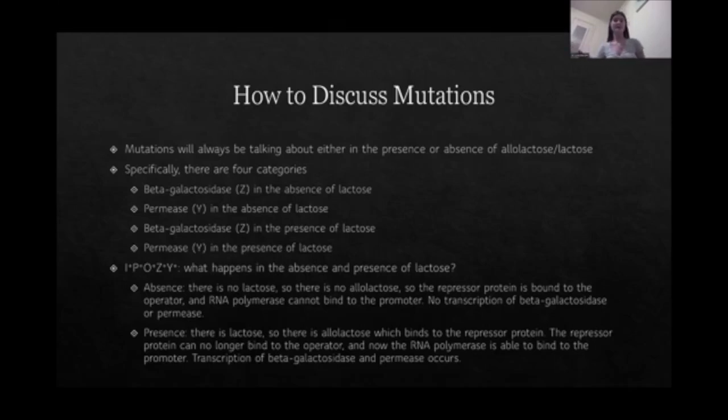In the presence of lactose, we would have lactose and we would have allolactose. Allolactose would go bind to the repressor protein, making it inactive. The repressor protein is no longer at the operator, meaning that now RNA polymerase can bind to the promoter and begin transcription. So absence, no beta-galactosidase, no permease. Presence, we do have beta-galactosidase and permease.